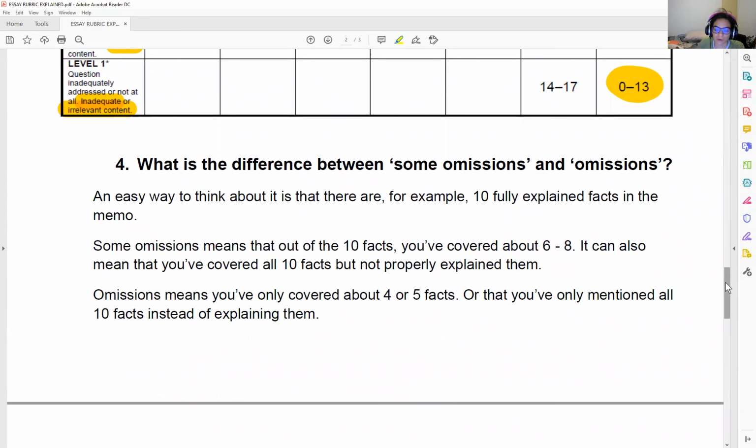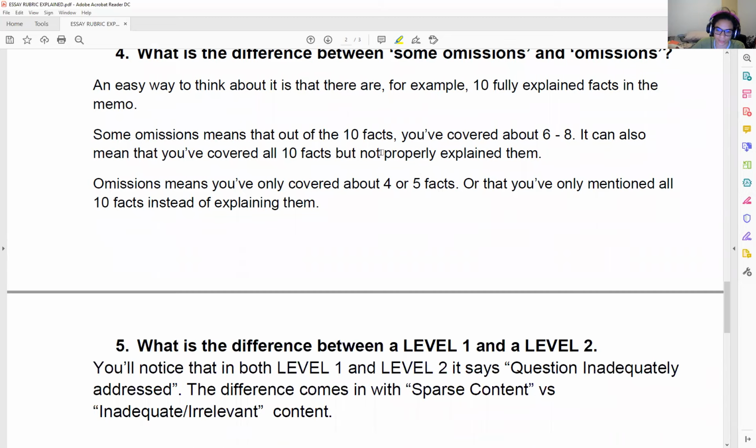Right, so what is the difference between some omissions and omissions? An easy way to think about it is that if, for example, there's 10 things that you need to discuss, 10 facts, 10 responses. And this is really simplifying it a lot. Some omissions means that out of the 10 facts, you've covered maybe 6, right? It can also mean that you've covered all 10 facts, but you haven't explained them. So basically everything's a heading. And that is some omissions. Then you've got omissions, which means you've only covered about 4 or 5 of the 10 facts, or that you've only mentioned all 10 facts instead of actually explaining them. So the difference is properly explaining them, versus not explaining them at all.